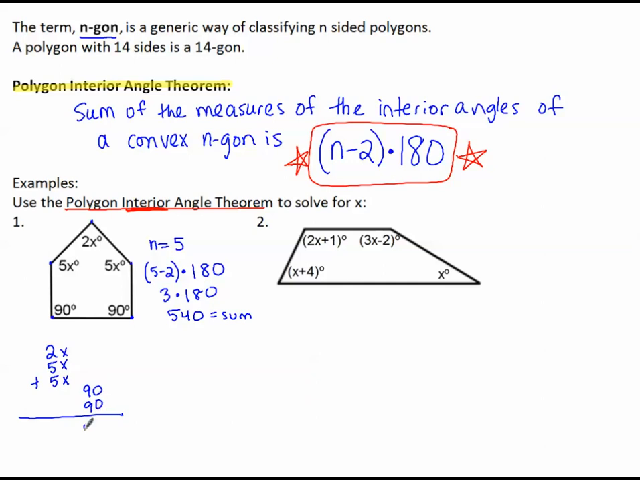Adding up the constants, 180. Adding up the x's, 5, 10, 12. 12x plus 180 equals 540. Does this look familiar? We used to do this with triangles. Let's solve for x, subtracting because we need to subtract. 12x equals 360, dividing by 12, x is 30.